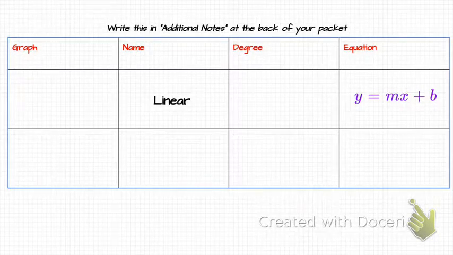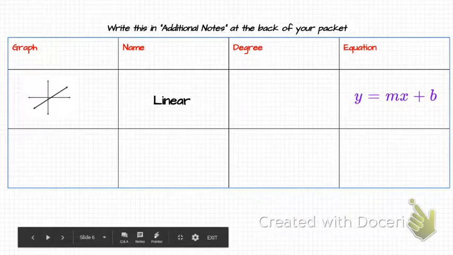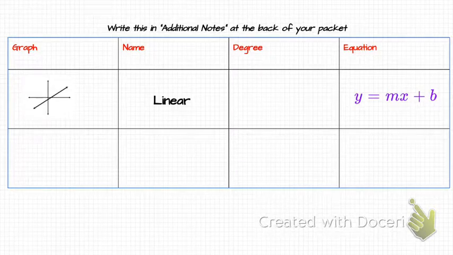When you're in IM1, you started learning about linear functions. And this is what the graph of a linear function looks like. So write that down as well in your table. A linear function is just a straight line. Hence the word linear kind of has the word line in it. That's where a linear function comes from.